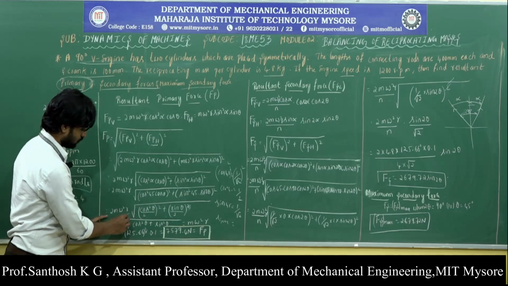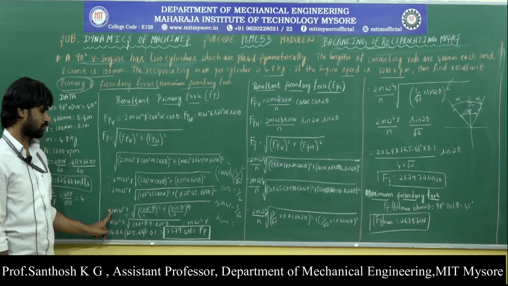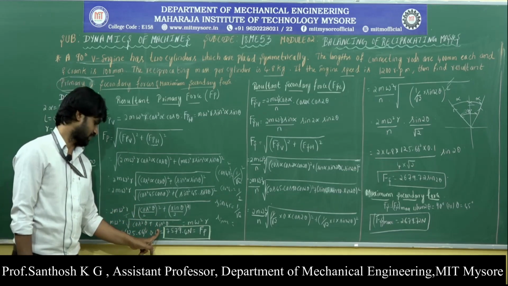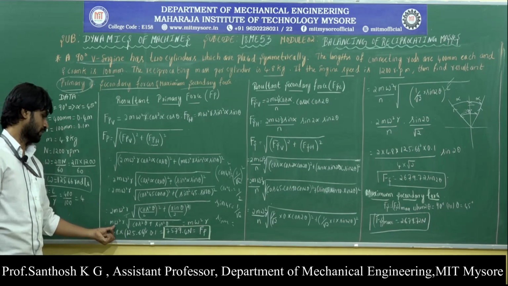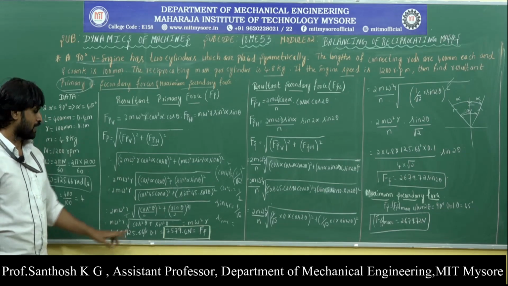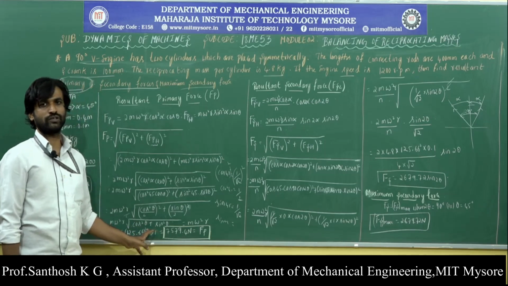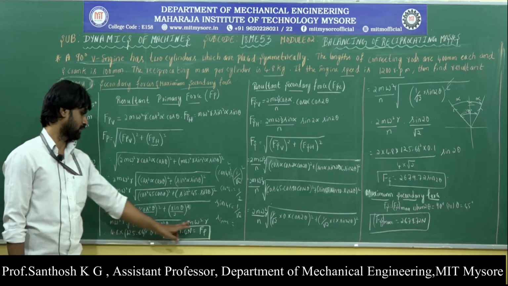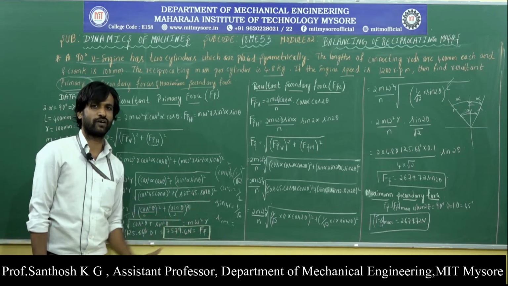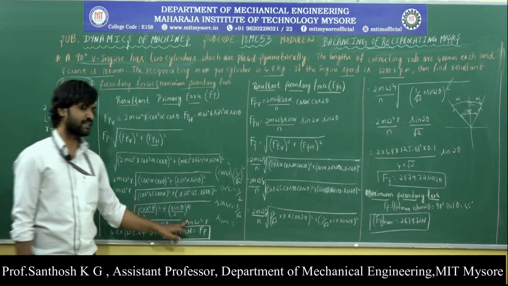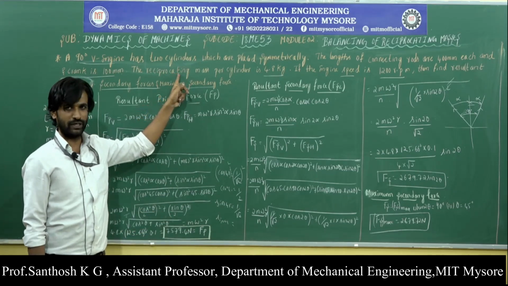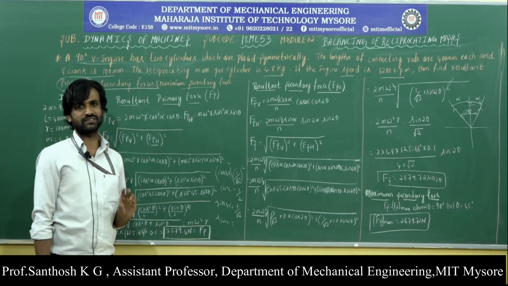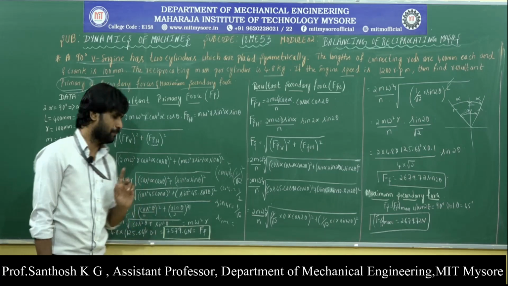When I take 1 by 2 outside, this 2 and this 2 cancel out, and in the bracket I will be left with cos square theta plus sin square theta, and outside I will have only m omega square r. We know that cos square theta plus sin square theta is 1. So if you simplify this, you will be left with only m omega square r, where m represents the mass of the reciprocating masses in each cylinder, omega represents the engine speed, and r represents the length of the crank in terms of meters.